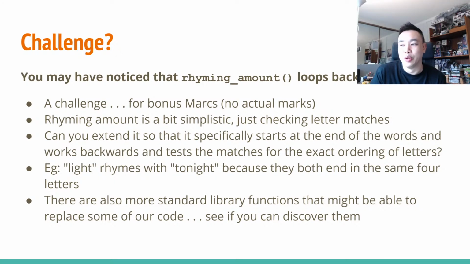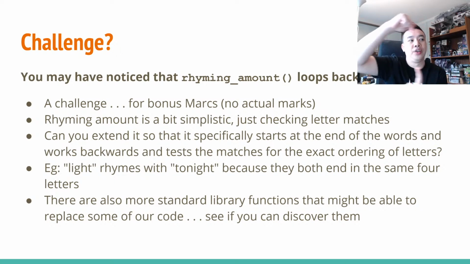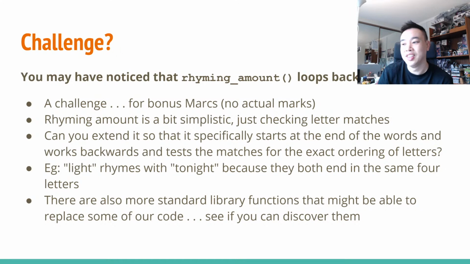That rhyming amount looped backwards may be a challenge. As I say, bonus marks doesn't score you actual marks, but a challenge is, can you make rhyming amount do things better? So can it match things based on their indexes and whether they match up correctly, and then say these two words definitely rhyme because their last 3 letters are the same, or their last 5 letters are the same, or something like that, and then you might get a better rhyming score as well.